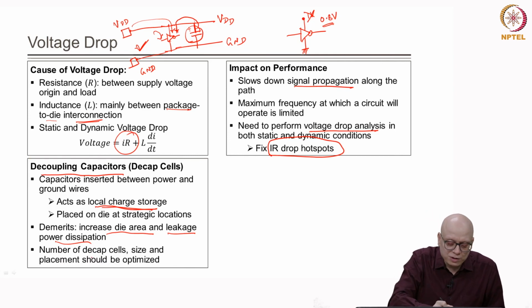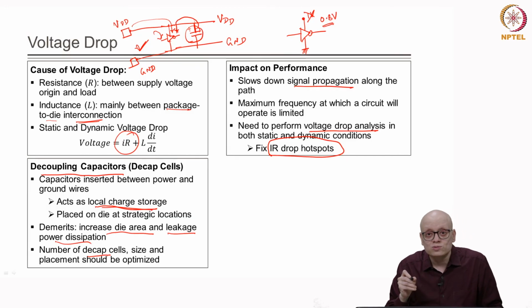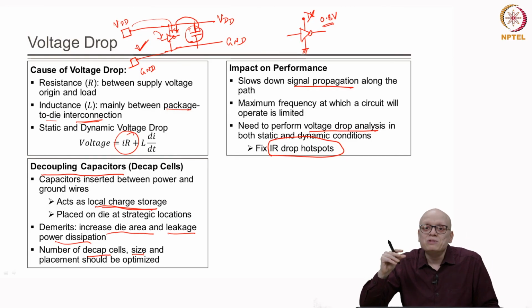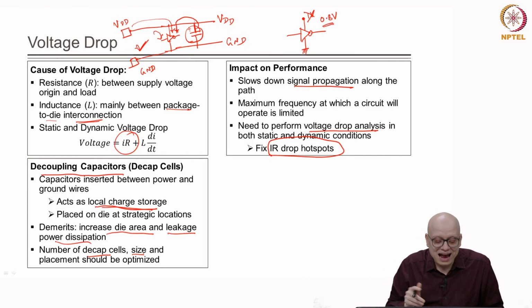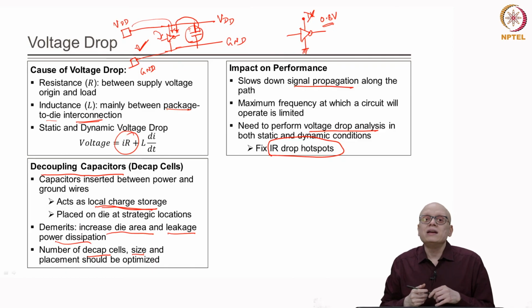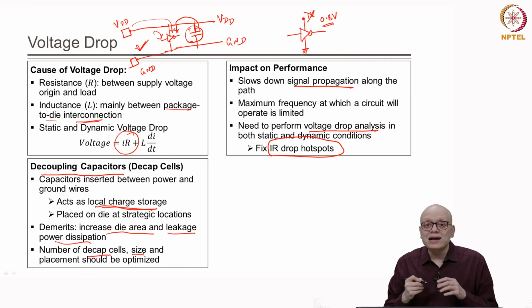If we choose the number of decap cells carefully and use them only when required, keep the size of the decap cells to the minimum that is required, and place them at strategic locations, then we will be able to utilize decap cells very effectively, right.